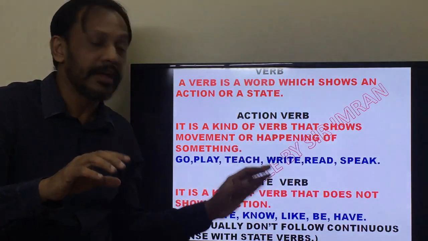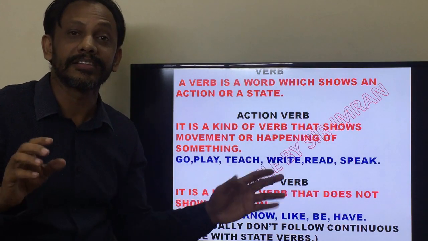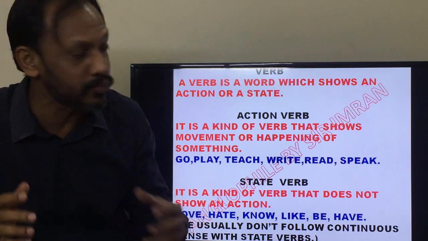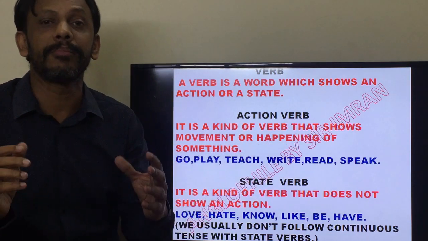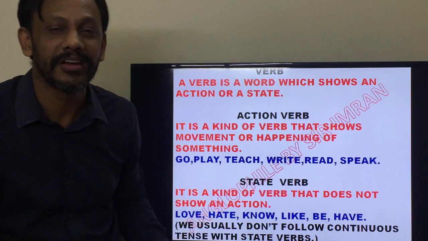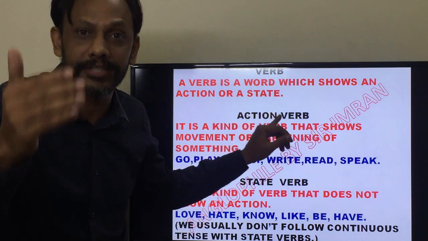All these words, if you look at them, in all of them some work is happening. There is some movement, there is some happening. So that is why they are called action verbs. Sorry, it was my bad. It is called an action verb.